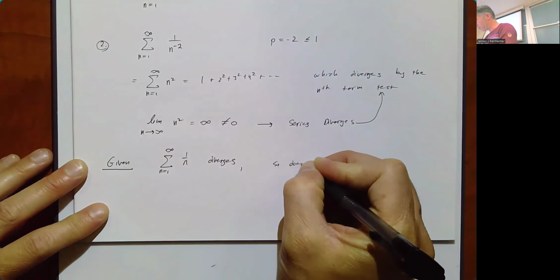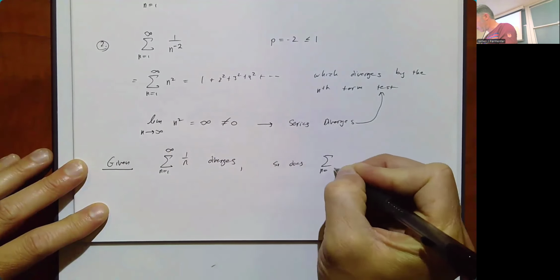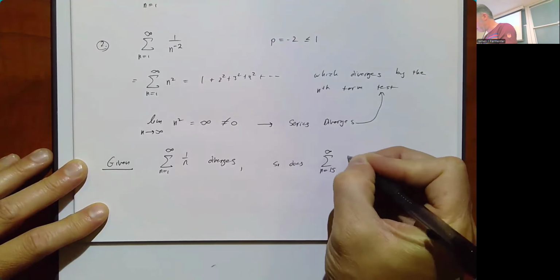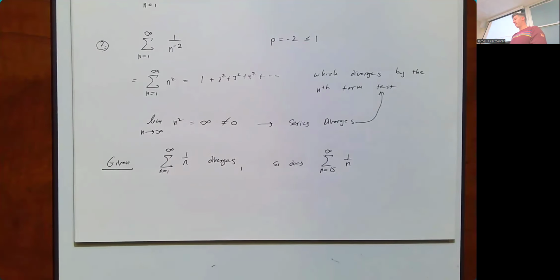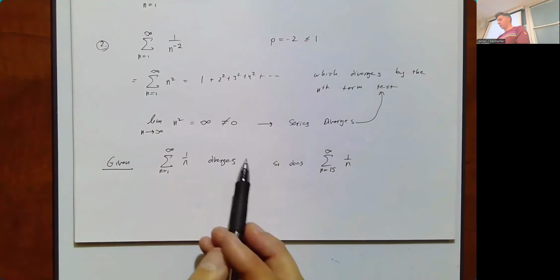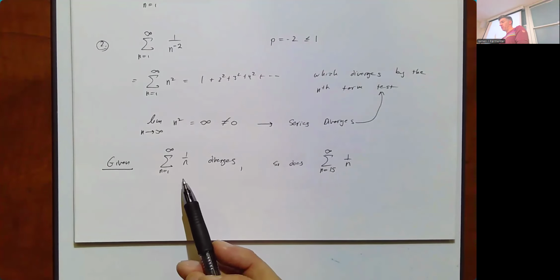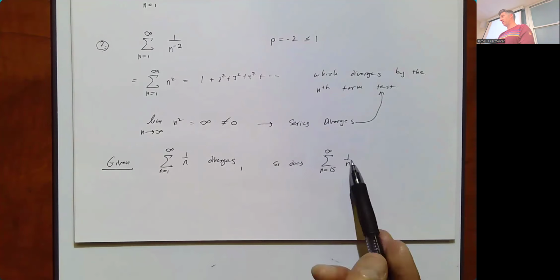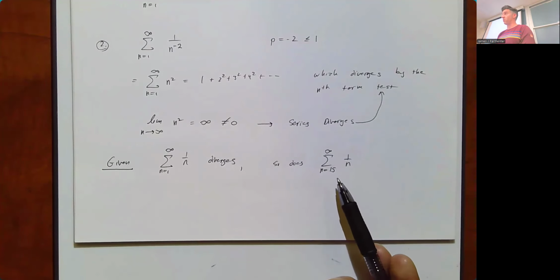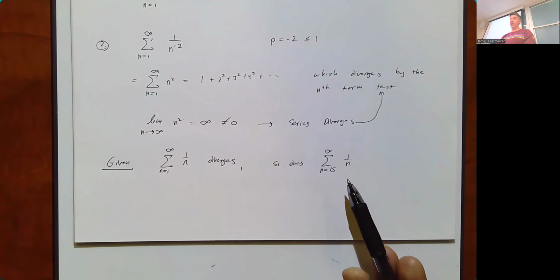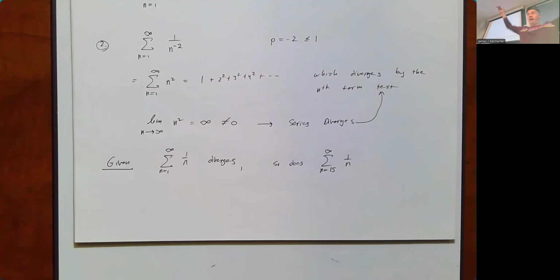So does the sum from n equals 15 to infinity of 1 over n diverge? Because if all of these terms add up to infinity, well, I'm just writing the same thing less the first 14 terms. Those first 14 terms add up to a finite number, and if you take infinity and subtract off a finite amount from it, you still have infinity left over. So to answer your question from before, it doesn't actually matter where we start.